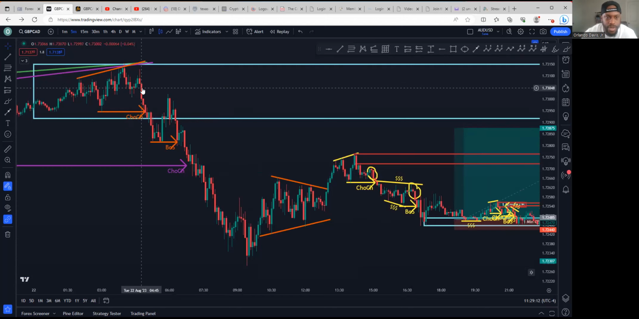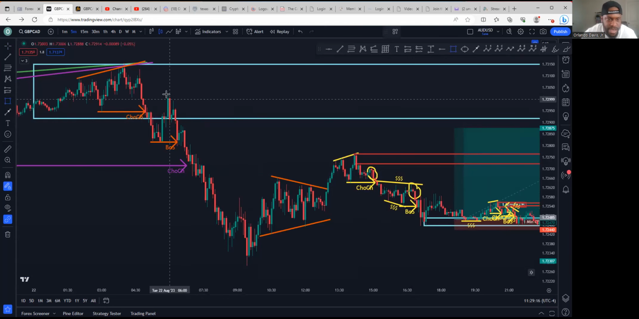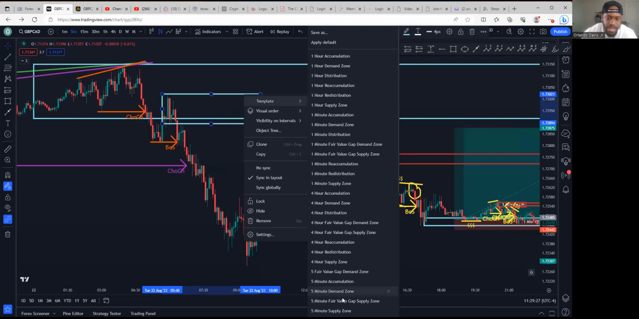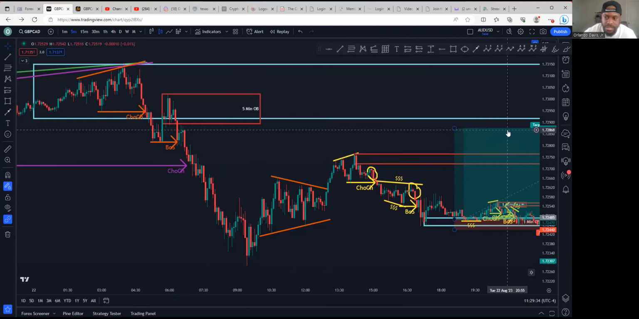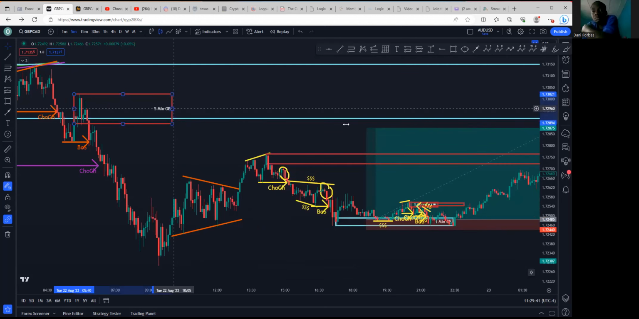Now we know we have one opening balance, two opening balances. Guess what? Look at this right here. The imbalance right here, right? From this high, you draw it around this consolidated zone. And I guarantee you that if we pull this 5 minute supply zone that I just marked all the way out, I guarantee you that the wick on this buy entry is the bottom of this zone. Watch this.